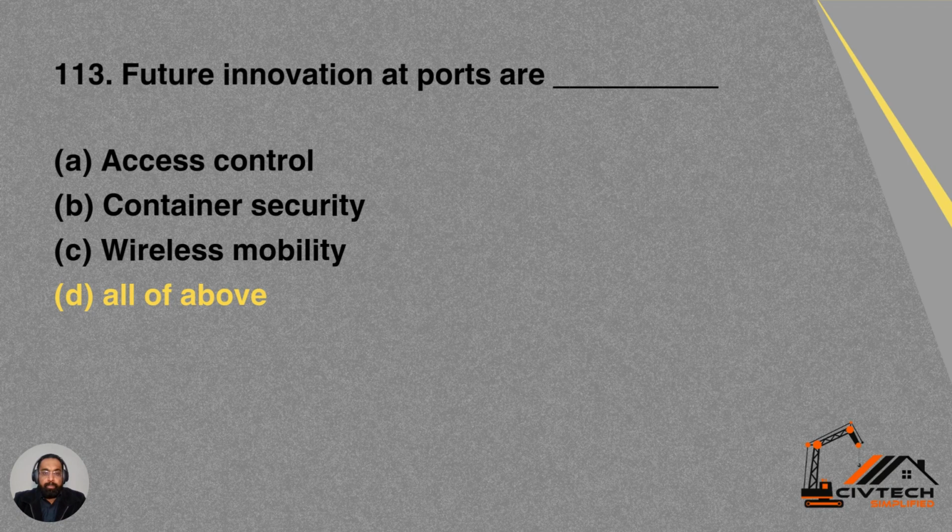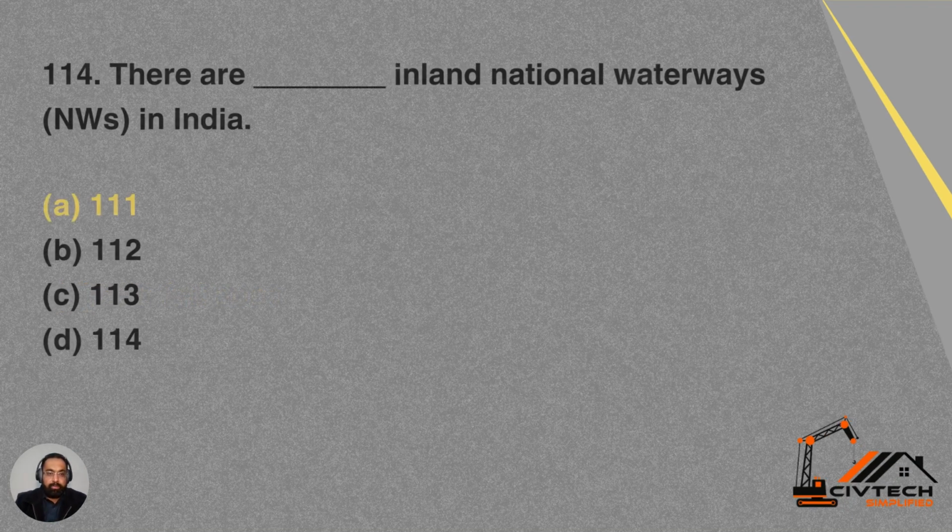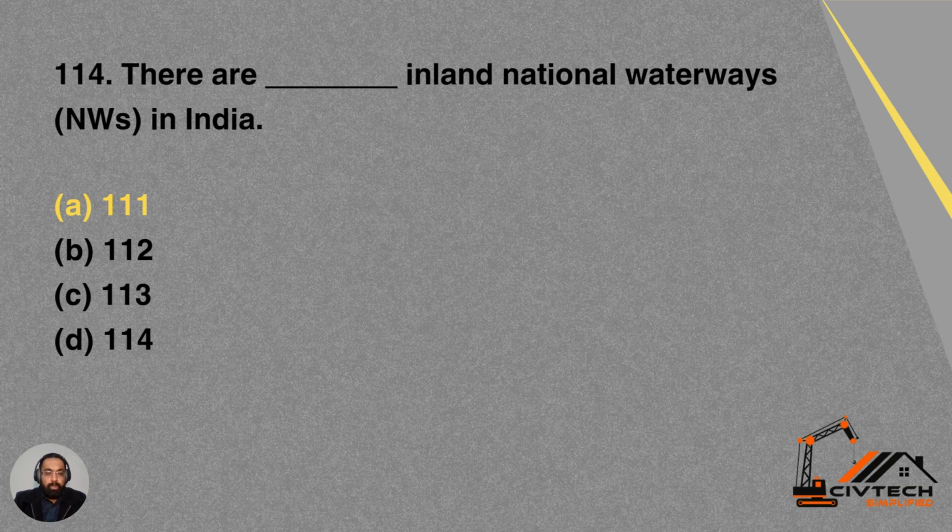Question 113. Future innovation at ports are dash. What are the future innovations at ports? Option A, access control. Option B, container security. Option C, wireless mobility. Option D, all of the above. So all these are already being considered for ports: access control, container security, and wireless mobility. So all these are the correct answer.